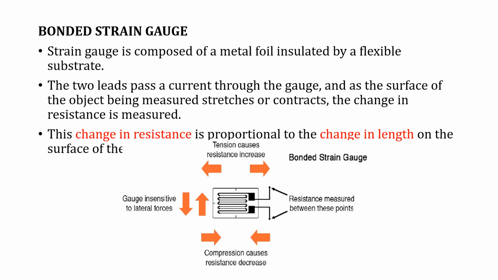So here the resistance is measured between 2 points. Whenever force is applied to the leads, the metallic grid pattern might change. Either tension causes resistance to increase or compression causes resistance to decrease. So here it will move either to the right side or left side, so it will be positive strain or negative strain. Either it is compressed, or tension causes it to be elongated. It is called bonded in the sense that it is mounted on a fixed surface. So that is called a bonded strain gauge.